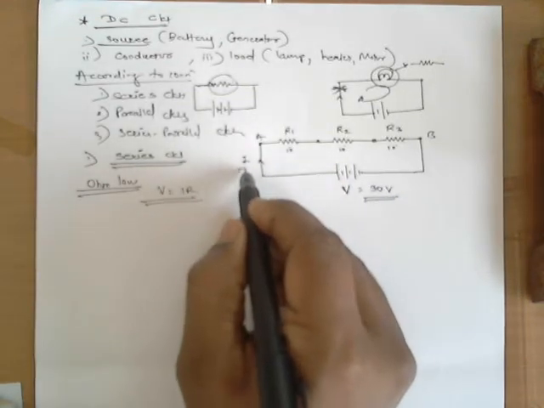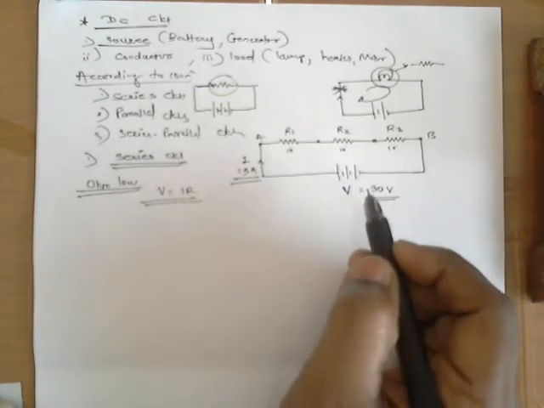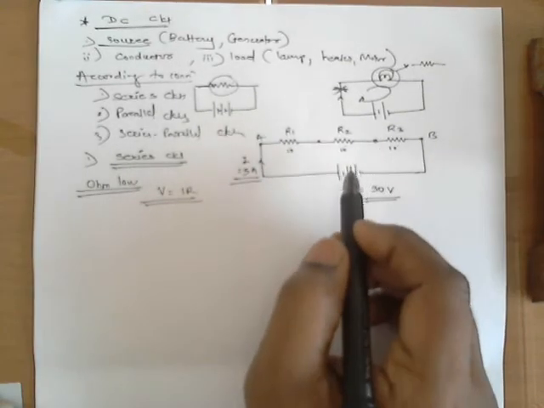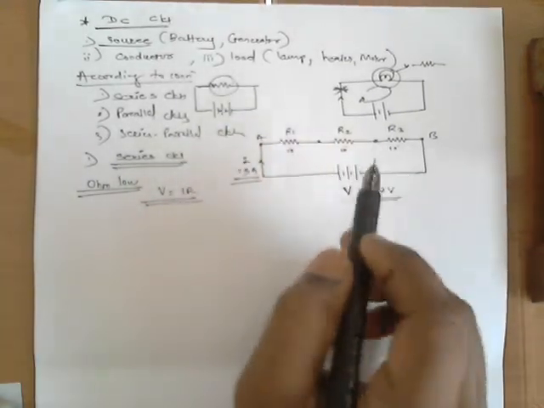Now if a current of 5 ampere is flowing through the circuit, so always remember, in series the current remains the same.